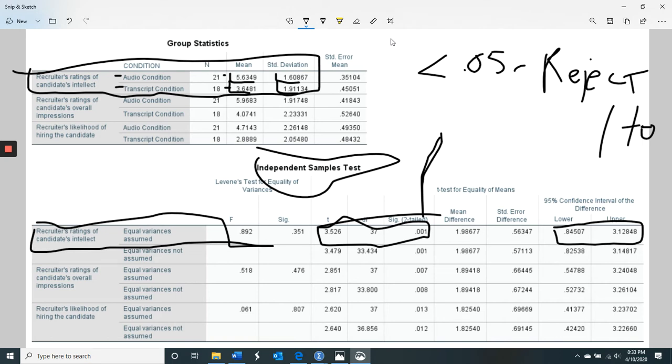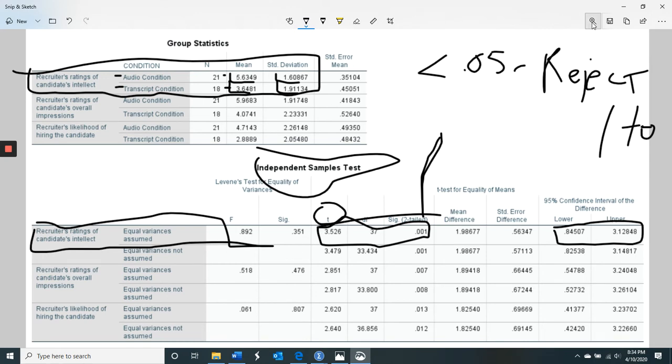End of parentheses, comma. So that was our two groups. So we said, what were they being rated on? Their intellect. Which group was higher? Audio was higher than transcript. And make sure we give the mean and standard deviations for audio and transcript in parentheses. Comma, then we jump to our inferential statistics.